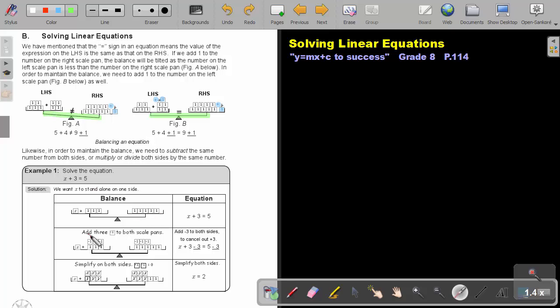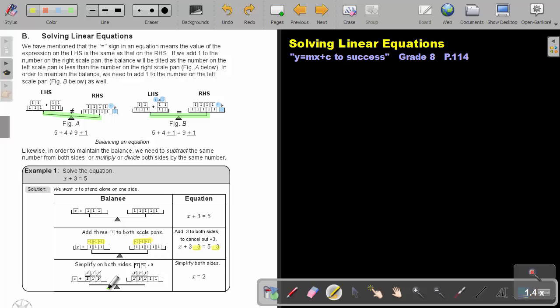Okay, now add 3 negatives to both scales. So basically what we are going to do is we're going to subtract. In order to cancel the positive 3, we must subtract 3. Now, if we do it on the left-hand side, we must do exactly the same on the right-hand side in order to keep the balance. So did you see? There was the positive 3, and I subtract 3, and I subtract 3 on that side.